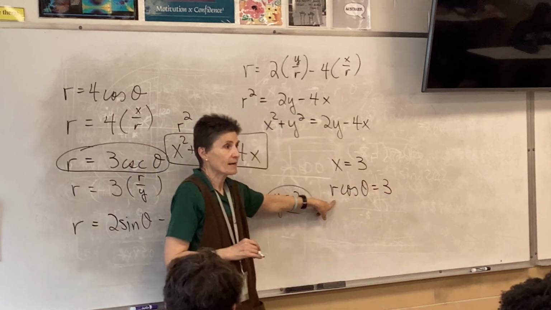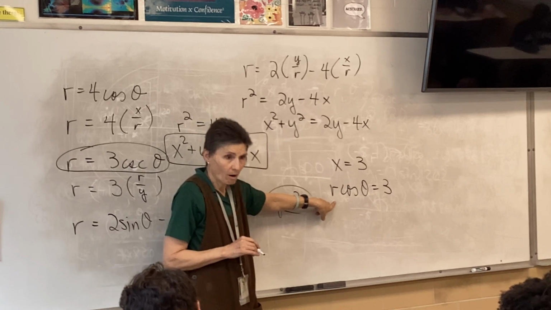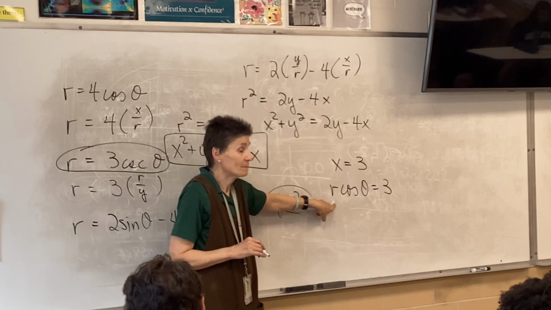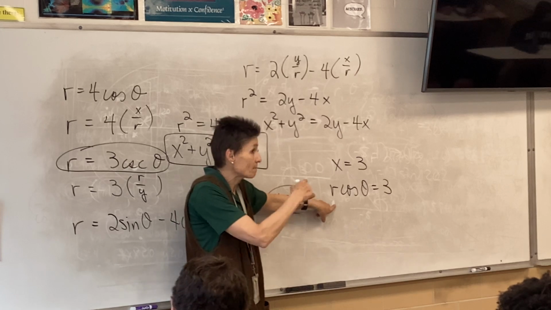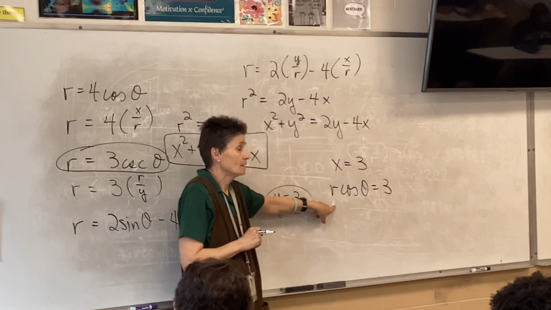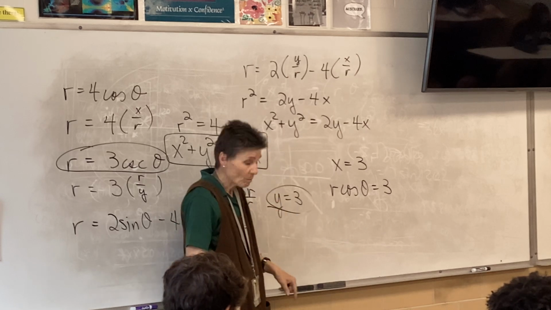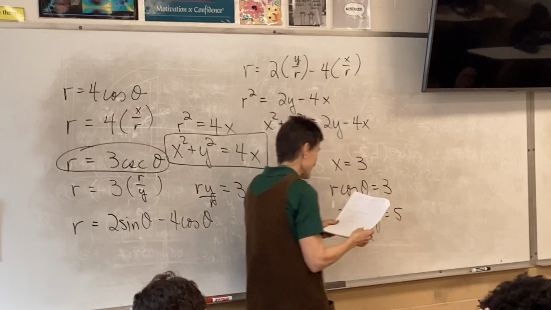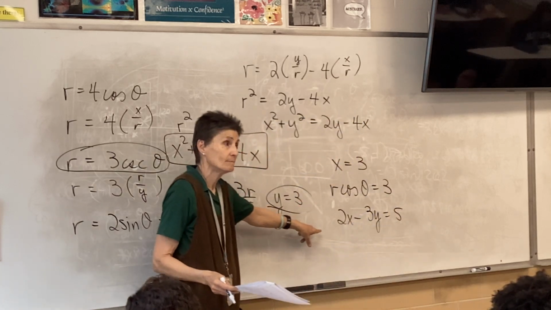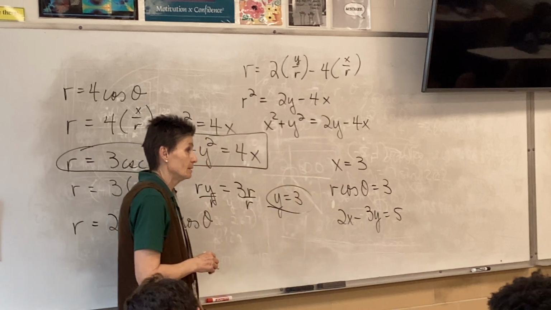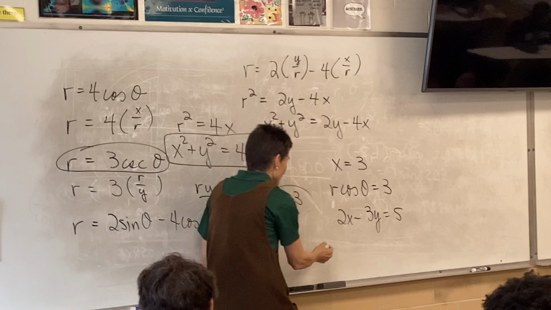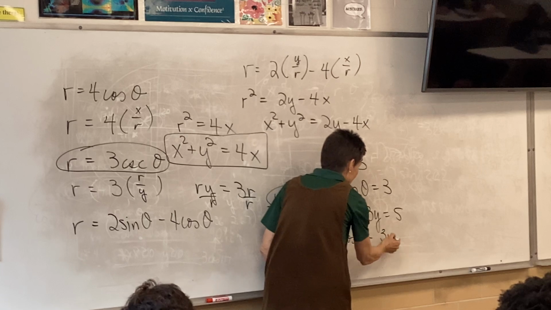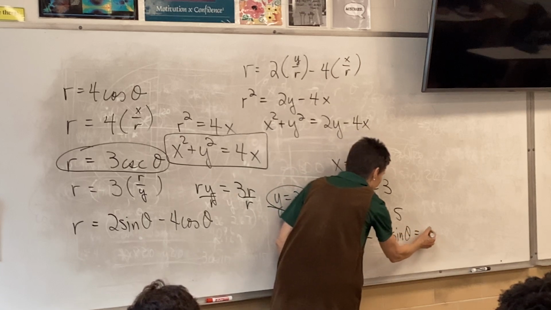What are the variables in that equation? R and theta. Am I done? Yes, I'm done. My job was to make it a polar equation. I've done that. Took out the x and replaced it. All right, what about B? 2x minus 3y equals 5. That's Cartesian right now, that's a line. You're making it polar. Don't overthink it. 2r cosine theta minus 3r sine theta equals 5.